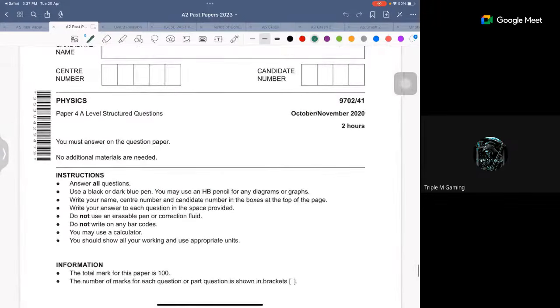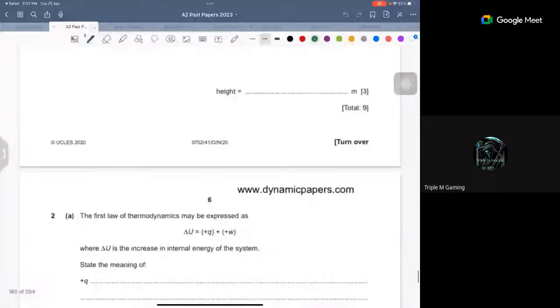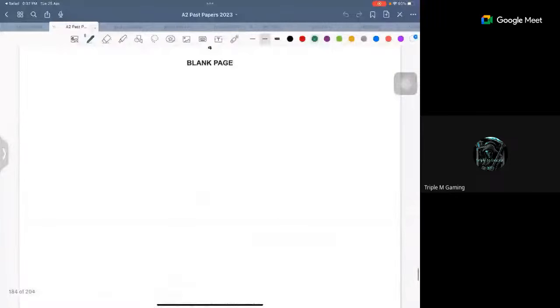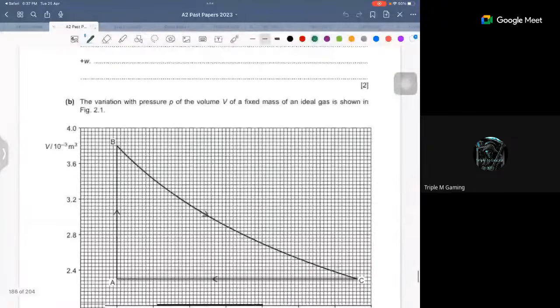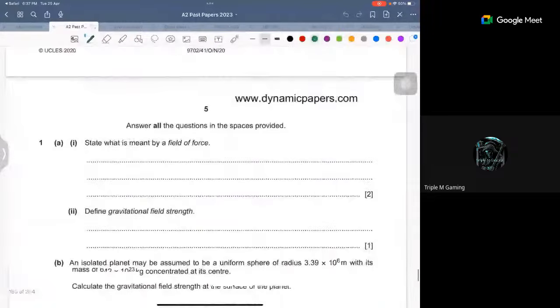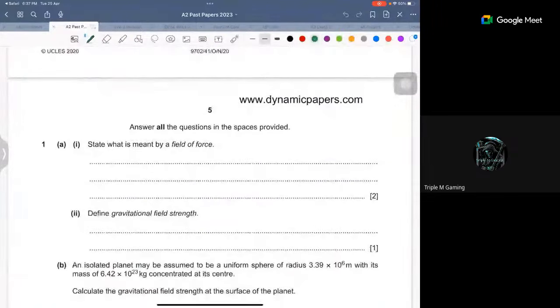Let's do it then. So we're looking at October, November 2020 today. I hope you guys have tried this one. So let's try and do this. The first question is about the field of a force. So it's a general field question.